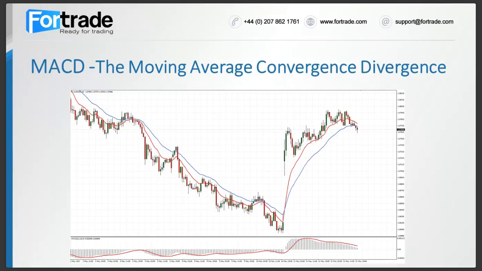The further apart the moving averages, the greater the momentum, and the further away the MACD will be from the center line. And this is the center line. Traders also use crosses to indicate where momentum is coming out of the market and use it as a signal to exit a trade.